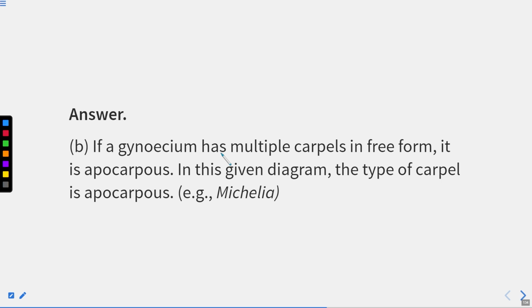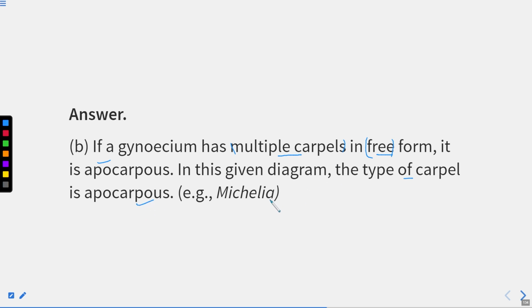Now, let's talk about image B. If the gynoecium has multiple carpels in the free form, it is apocarpous. Apo means free. So here the first condition is multicarpellary, carpels are present, but they are in free form, they are not fused. So this is known as the apocarpous condition. So image B, this type of carpel is known as apocarpous gynoecium.